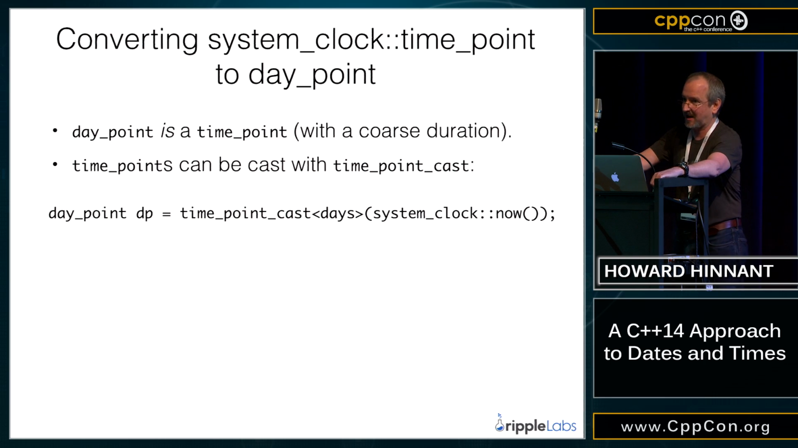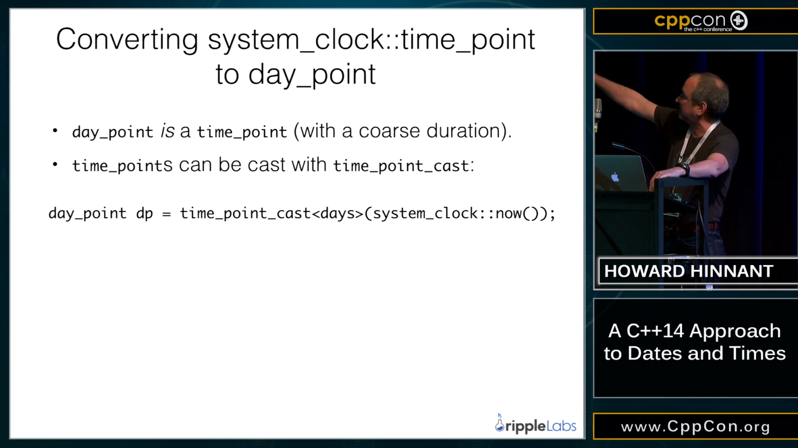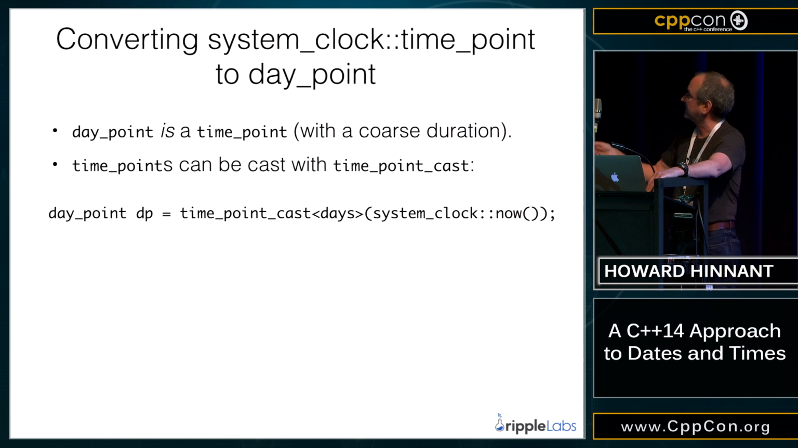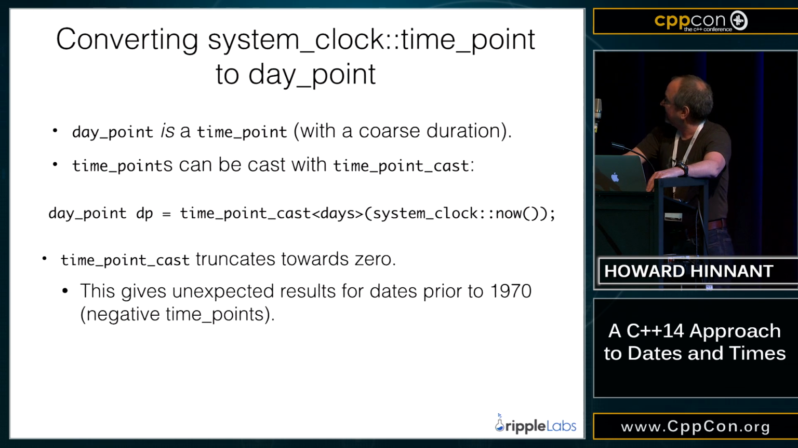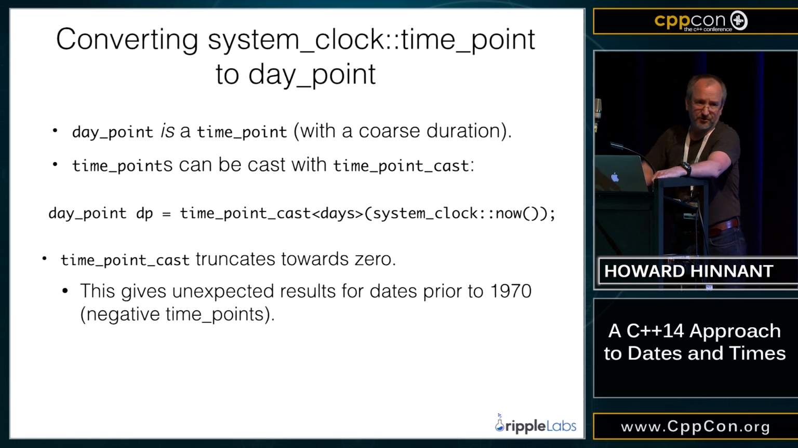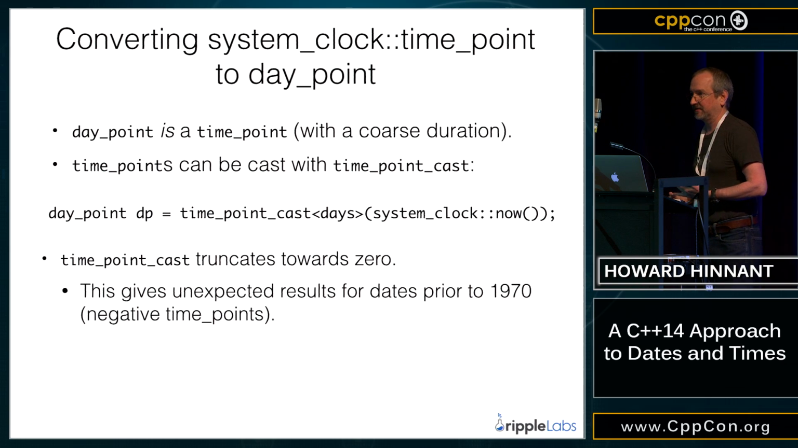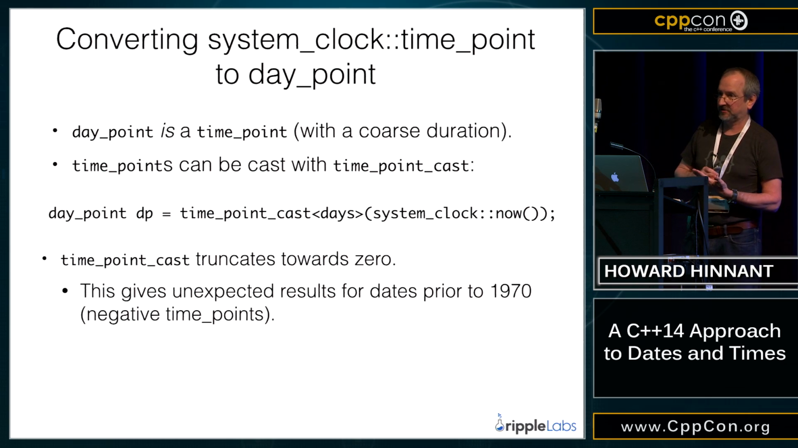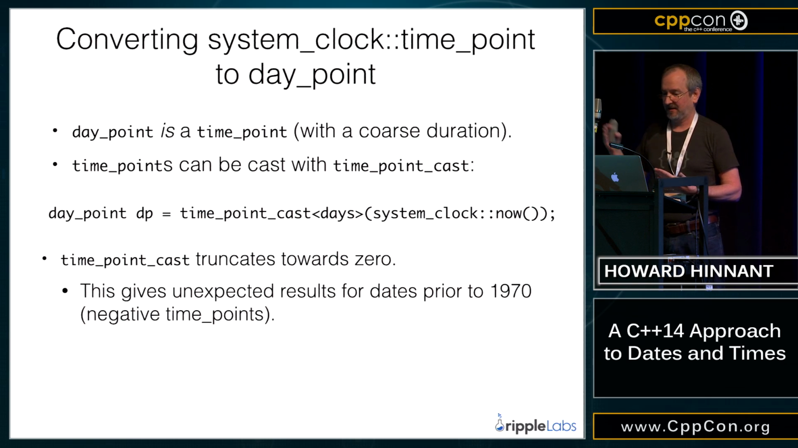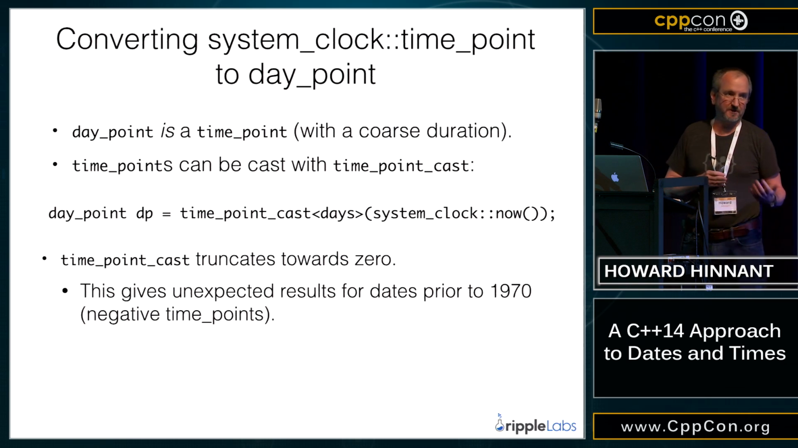You can use the existing time point cast conversion function that comes with your chrono library to convert the output of system clock now to a Daypoint. So if you want to find out what day it is, call system clock now. If you run that right now, it'll give you the current time. Now there's one disadvantage of time point cast, and that is that it truncates towards 0 always. Now that's exactly what you want when you have a positive time point. But for negative time points, it truncates upwards towards 0. And you get negative time points when you deal with days before the epoch, that is before 1970.